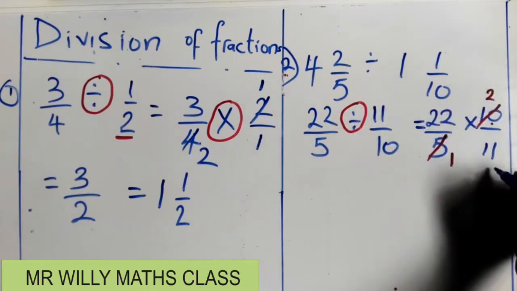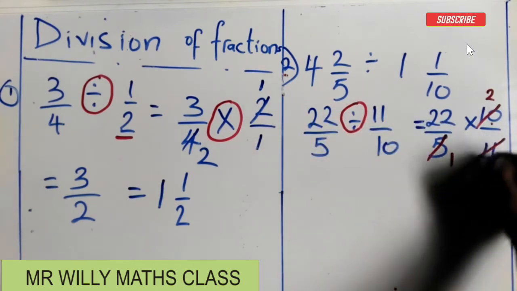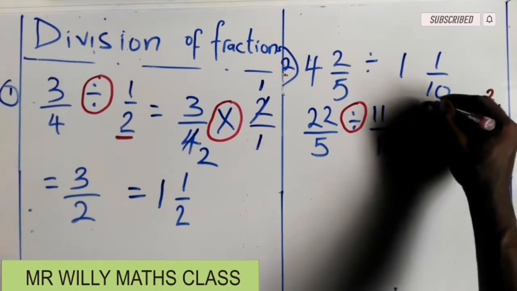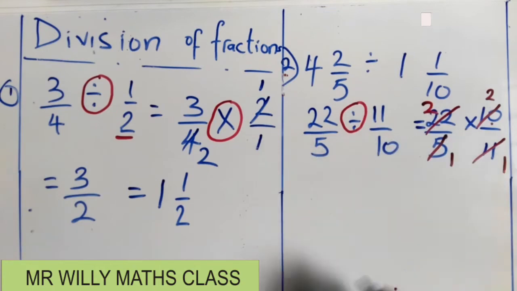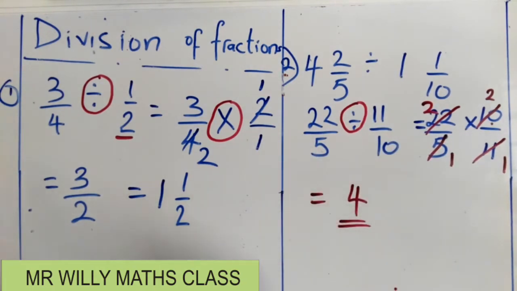Now 11 is a factor of 11. 11 is also a factor of 22. So it is possible for us to divide this 11 with 11. 11 divided by 11 will be 1, and 22 divided by 11 will be what? That will be 2. We are left with 2 times 2. What is 2 times 2? 2 times 2 is 4. That's how to go about division of fractions.